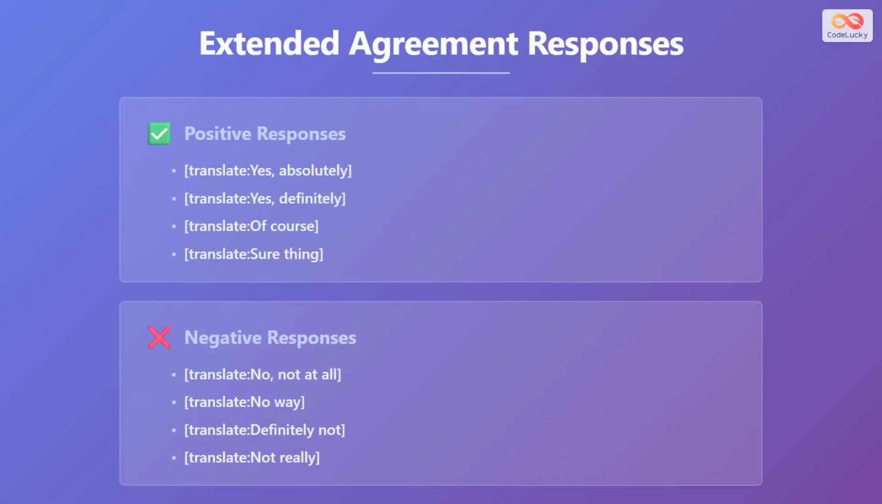When you want to give stronger responses, you can use extended phrases. For positive agreement, say yes, absolutely, yes, definitely, of course, or sure thing. For disagreement, use no, not at all, no way, definitely not, or not really. These responses show more emphasis and personality in your communication.